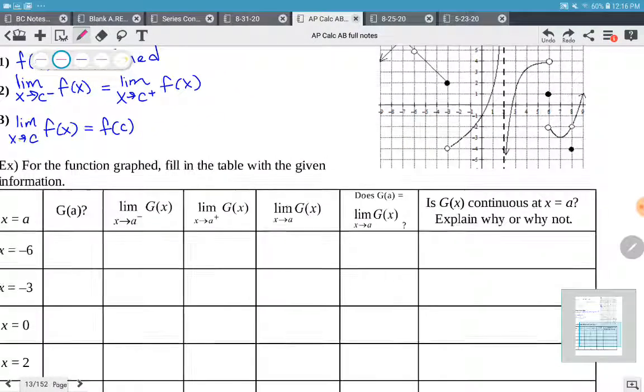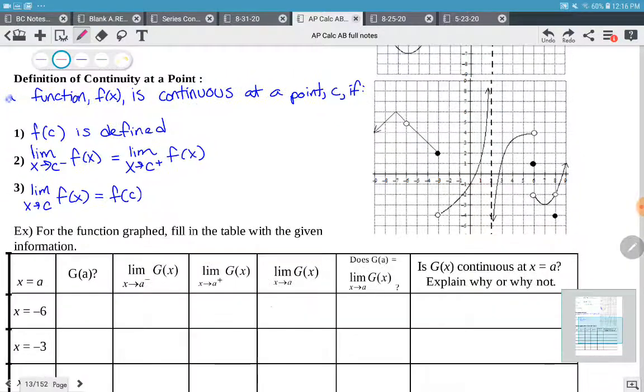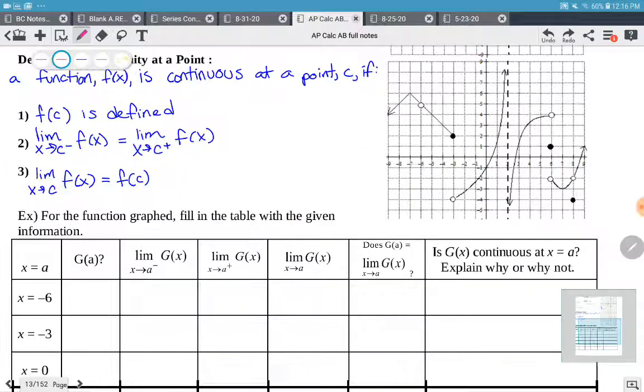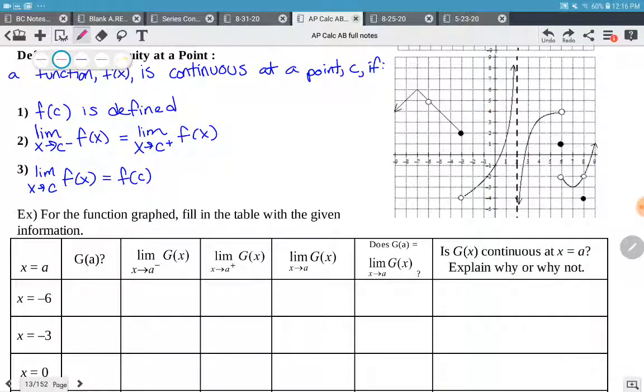Right, so what we're going to do is look at this graph now and look at some values and see if it's continuous there. So first off, what is g of a? If we look at -6, the actual function value looks like it is undefined. I don't see an actual point there, so we'll put undefined. The limit as I approach -6 from the left is going to be 5. As I approach from the right, it's also 5. So overall, the limit is 5, right?